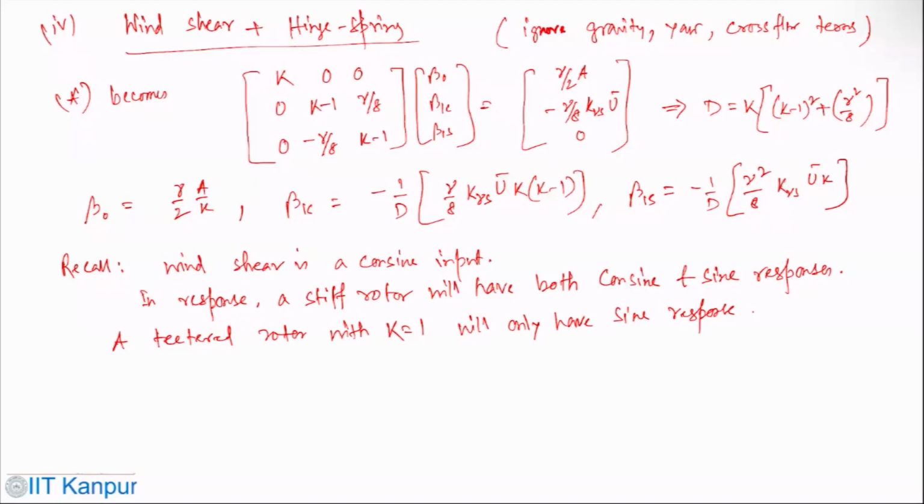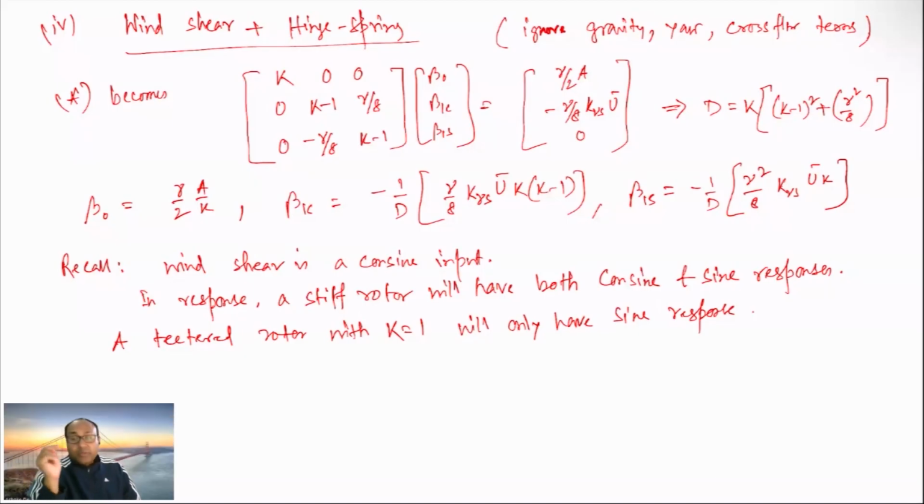So obviously, if you see this, that means when you consider the wind shear, which is essentially a cosine input, it allows the turbine to respond in a different way. A steep rotor will have both cosine and sine response, a tethered rotor will only have sine response, but whatever the case, the turbine response would be both sine and cosine cyclic responses.